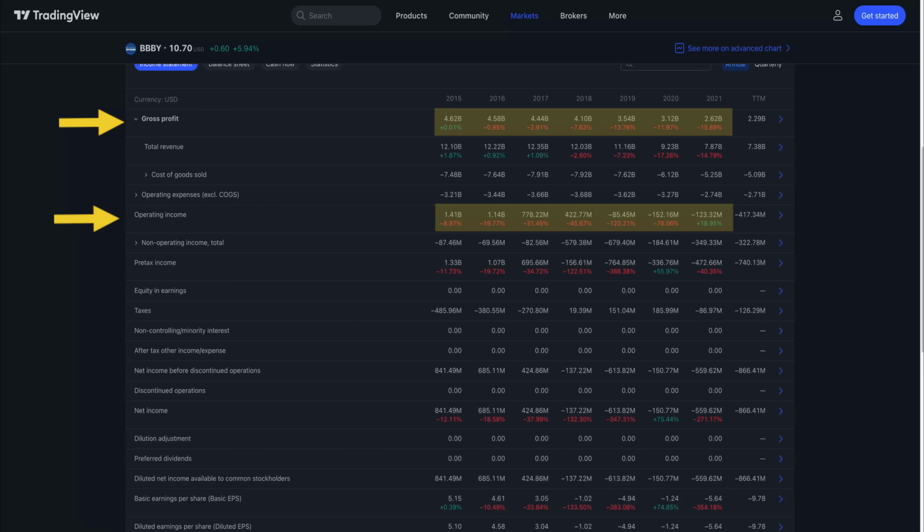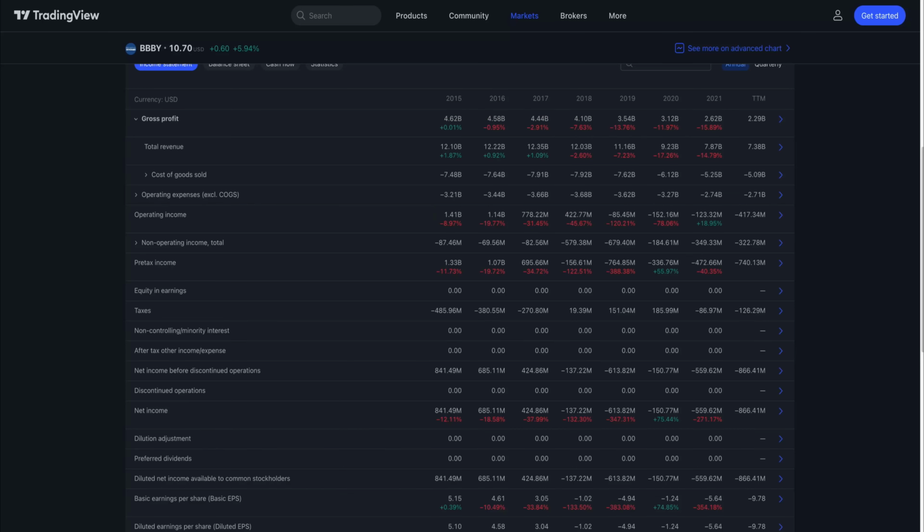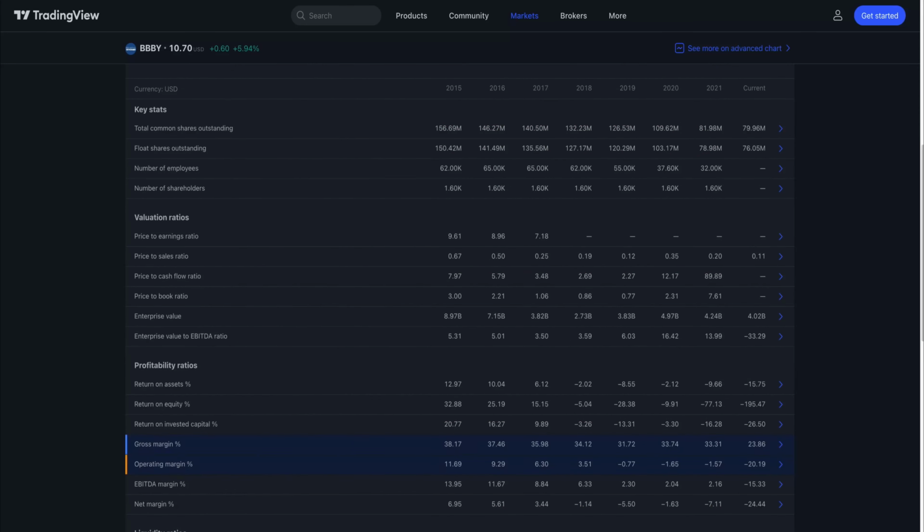The picture already is painted, but let's move on. Same story with the net income of the company, negative for 4 consecutive years. Last, let's check the gross margin and operating margin. Here you will see that the gross margin is positive and it's above 30%, 33.31% to be precise, which means that the company is making profits from selling goods.